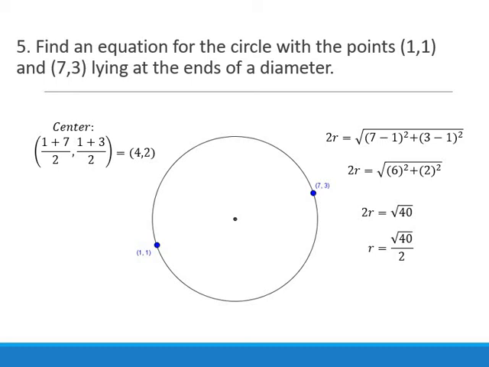We need to do (x minus h) squared plus (y minus k) squared equals r squared. So r squared, if we square top and bottom there, would be 40 over 4, or 10. So the equation of our circle is (x minus the x coordinate of the center) squared plus (y minus the y coordinate of the center, which is 2) squared, equals 10. So our circle is (x minus 4) squared plus (y minus 2) squared equals 10.